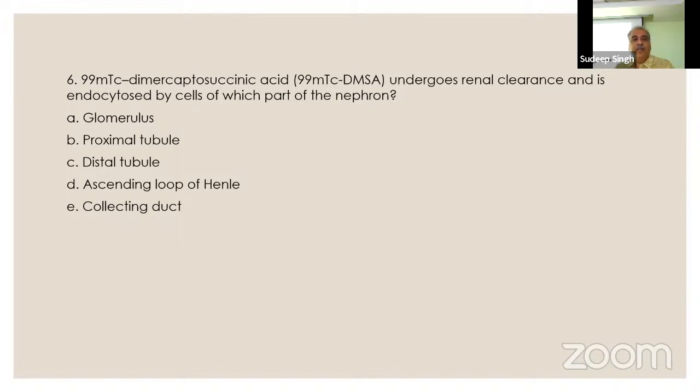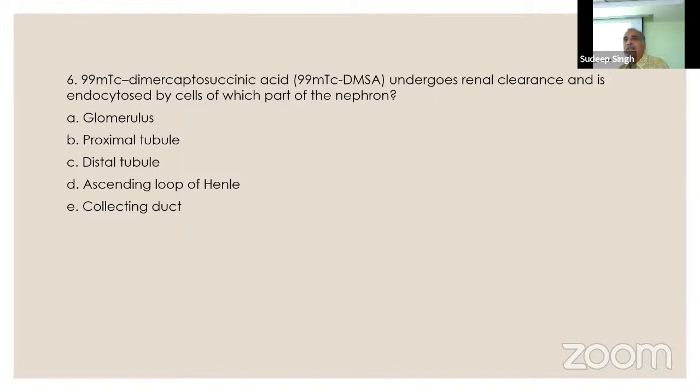Technetium-99m DMSA undergoes renal clearance and is endocytosed by cells of which part of the nephron? Glomerulus, proximal tubule, distal tubule, ascending limb of loop of Henle, and collecting duct. Which part of the nephron? Proximal tubule. Okay. And this is usually a cortical binding agent. It is retained there, right?